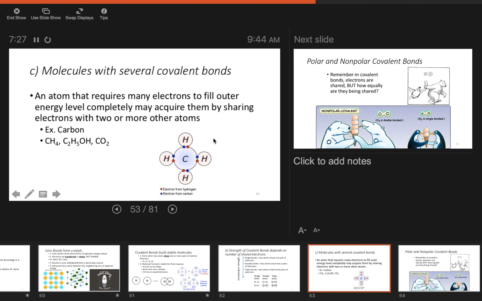Now, molecules can have several covalent bonds within them. So here's methane, CH4, and you can see that it has 4 covalent bonds. Okay, so there's methane. This is where I usually draw.